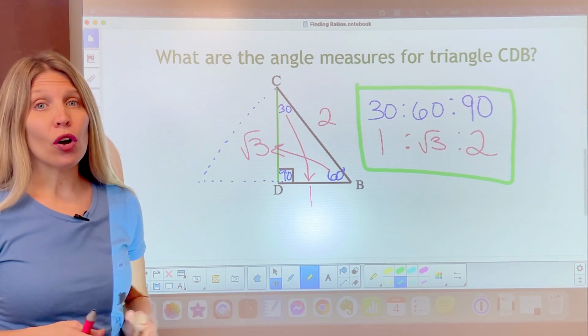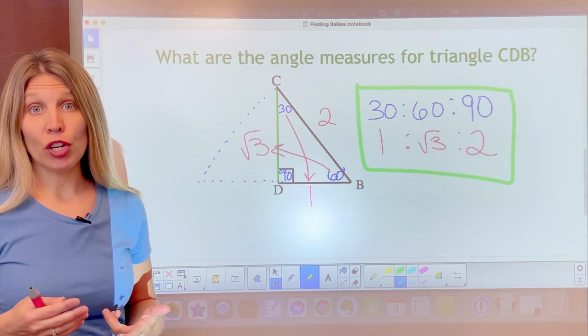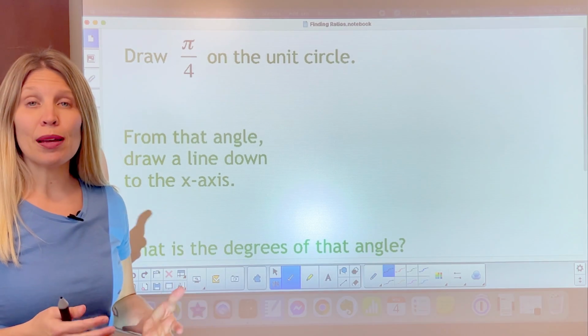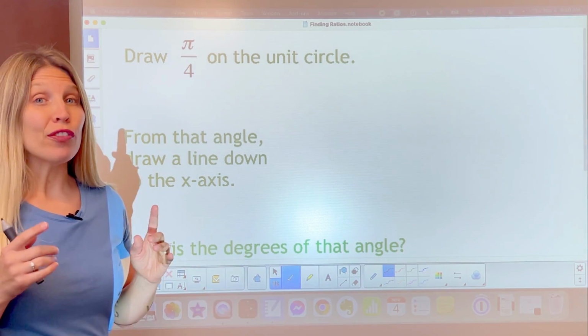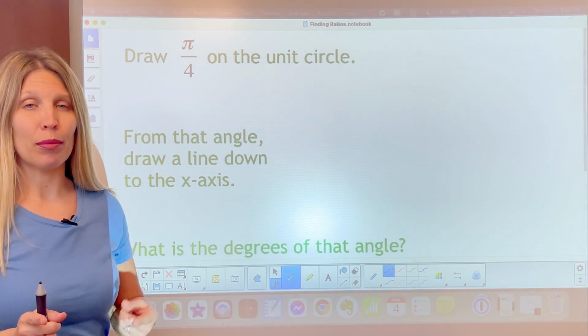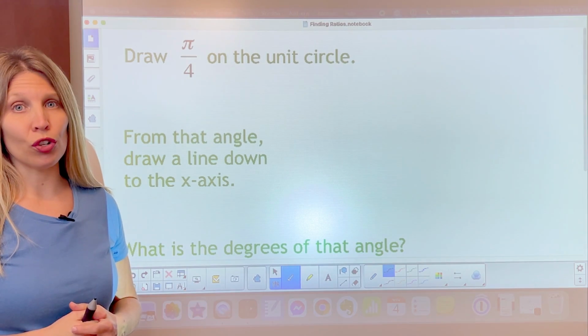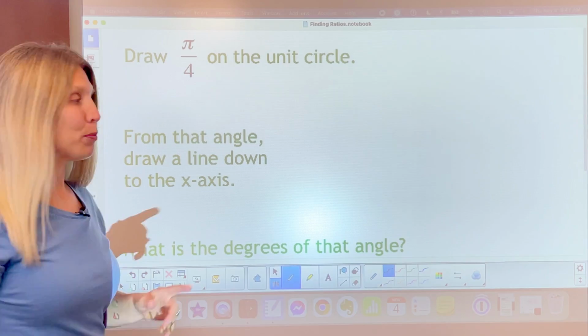Okay, now that we know the degrees and the ratios and how they relate together, let's see how to use them on a unit circle with trigonometry and radians. So this first example wants us to try to find pi over 4, and then we're going to label the triangle. If you're not sure how to find pi over 4 on your unit circle, make sure you check out my other video that talks all about labeling the unit circle and all of the degree families that you'll need to know how to label.